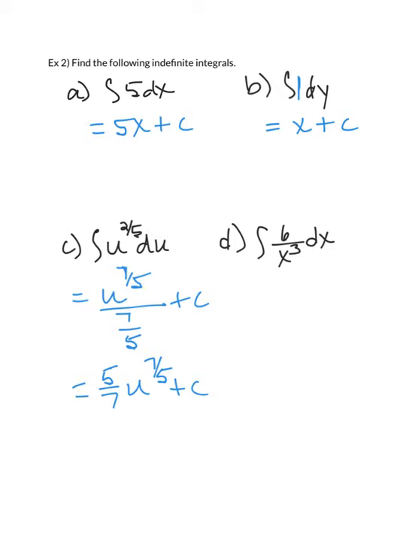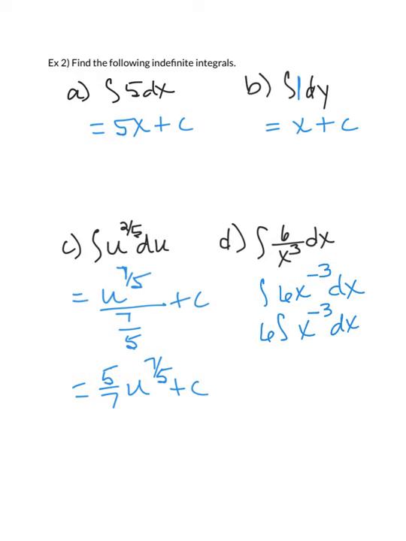On D, what you need to do before you do the power rule is rewrite this by pulling the variable up to the numerator. So you would rewrite this as 6x to the negative 3 dx. Well, that coefficient we can just pull out in front of the integral symbol. And so now we have 6 times the integral of x to the negative 3 dx.